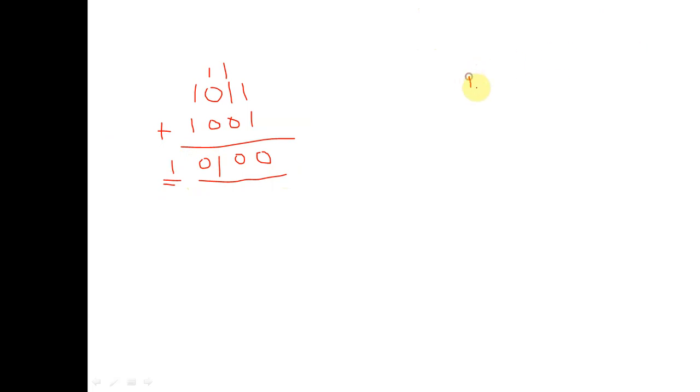Now I am taking a second example of difference. Look here, 1 0 0 minus 0 0 1. 0 minus 1 is difference 1 with borrow 1. 0 minus 1 is difference 1 with borrow 1, and 1 minus 1 is 0. So the total answer is 0 1 1.